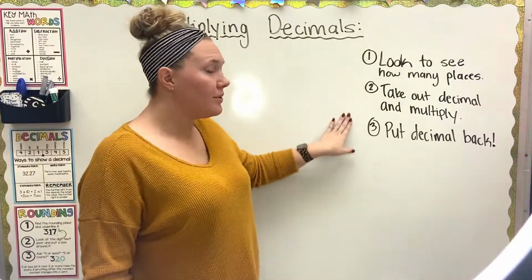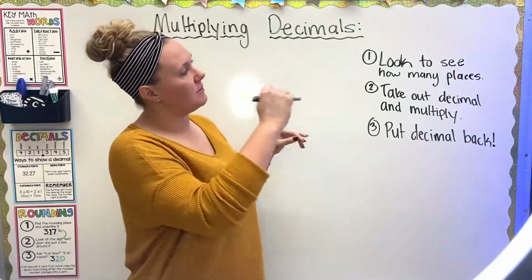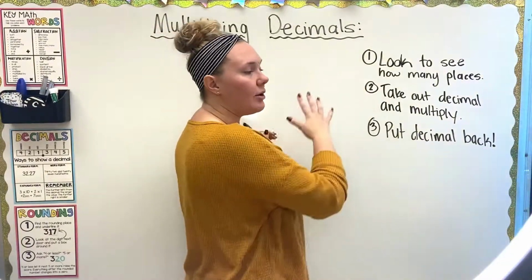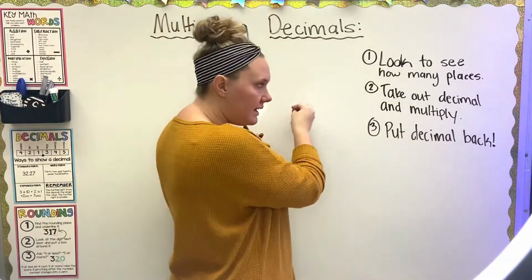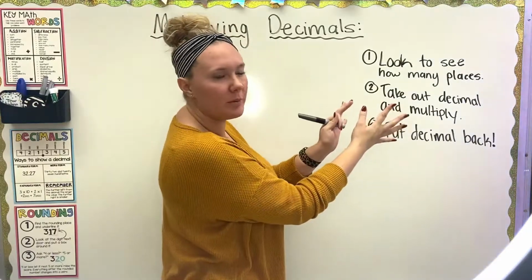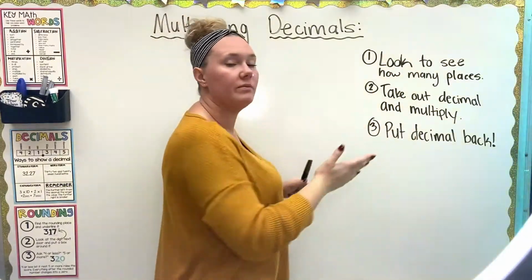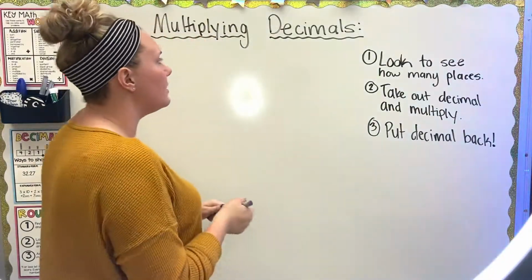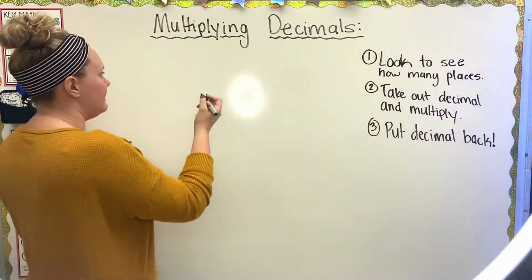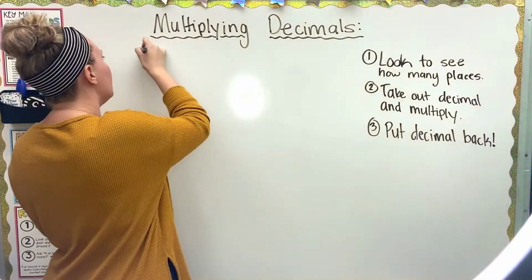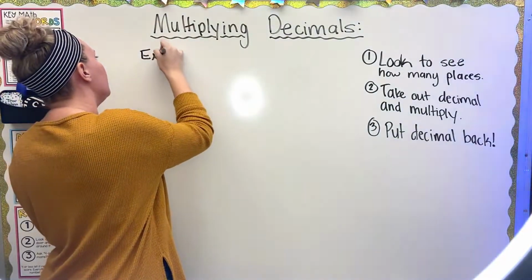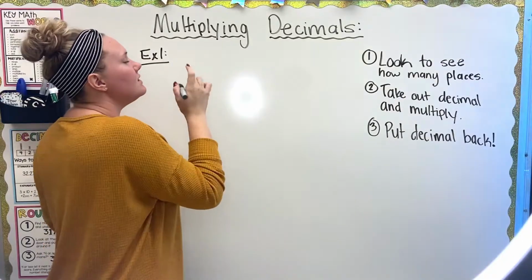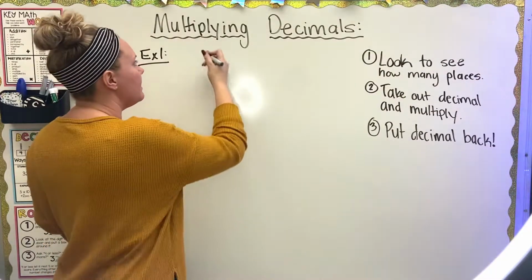Now I rewrote the steps over here for us, that way we can check them off as we go. So again, look to see how many decimal places, take the decimal out, put it in the little bubble, and then multiply normally. And then lastly, we can't be a thief, we got to put the decimal places back in that we took. So let's start off kind of easy. Let's do example 1, and let's do a whole number first, just to start out easily.